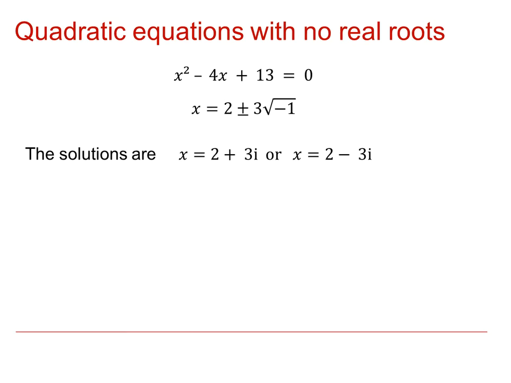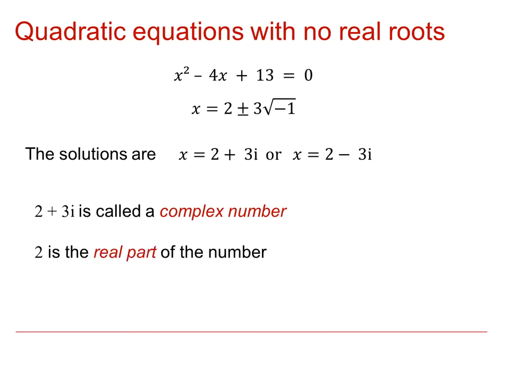Now they're not real roots, these are what are called complex roots. So the numbers 2 plus 3i and 2 minus 3i are referred to as complex numbers, where 2 is the real part of the number and the imaginary part of the number is 3. Notice that that imaginary part is simply the coefficient 3 and it's not 3i. The imaginary part of the number is 3, the real part of the number is 2.